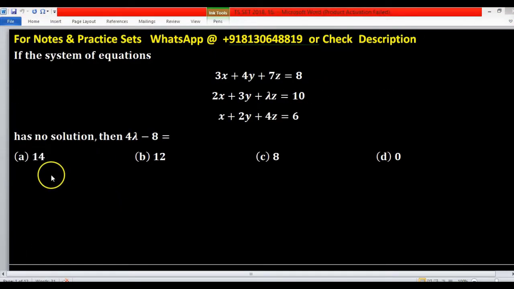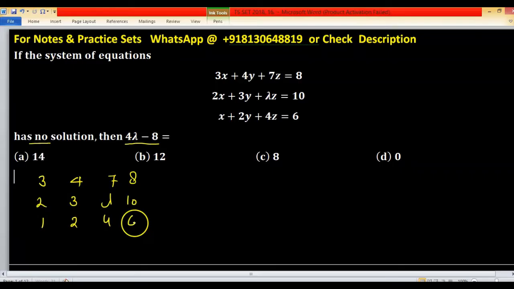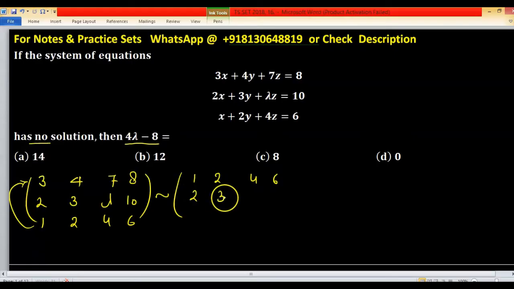In this given problem, we have a system and this system has no solution. Then we have to find the value of this one. First, write the matrix representation for this system. So the first row will be 3, 4, 7, 8, second row 2, 3, lambda, 10, and the third row is 1, 2, 4, 6. Now, interchange the first and third rows. We have the equivalent matrix: 1, 2, 4, 6; second row the same as 2, 3, lambda, 10; third row 3, 4, 7, 8.